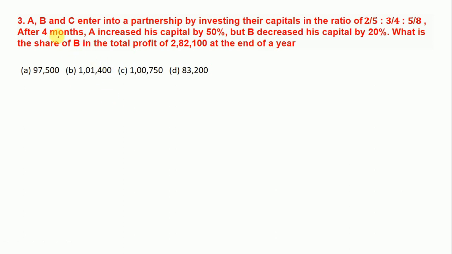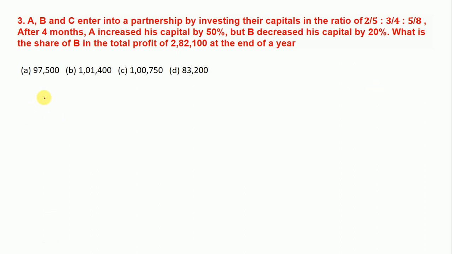Now question third. A, B and C enter into a partnership by investing their capital in the ratio 2/5 : 3/4 : 5/8. After 4 months, A increased his capital by 50%, but B decreased his capital by 20%. What is the share of B in the total profit of 2,82,100 at the end of the year?